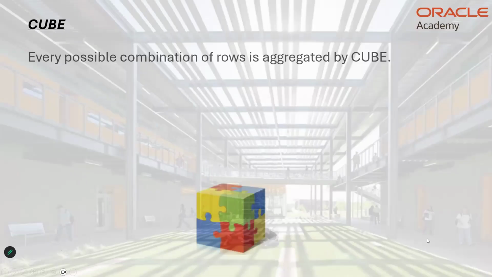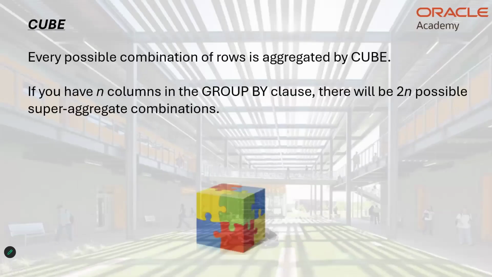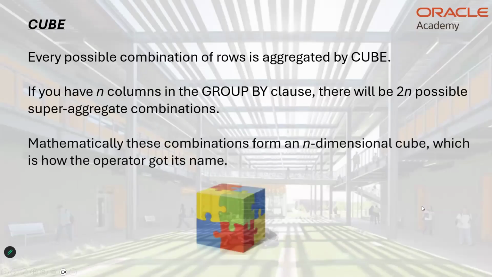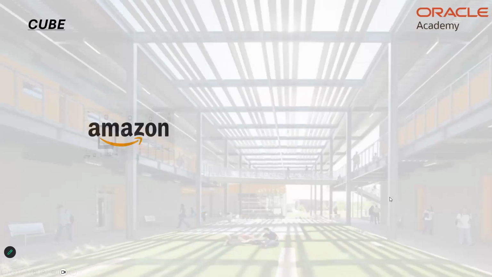Yeah. All right. So every possible combination of rows is aggregated by a cube. If you have n columns in the group by clause, there will be 2^n possible super aggregate combinations. And you're scratching your head like, what the heck? All right. Mathematically, these combinations form an n-dimensional cube, which is where the operator got its name. Oh boy.